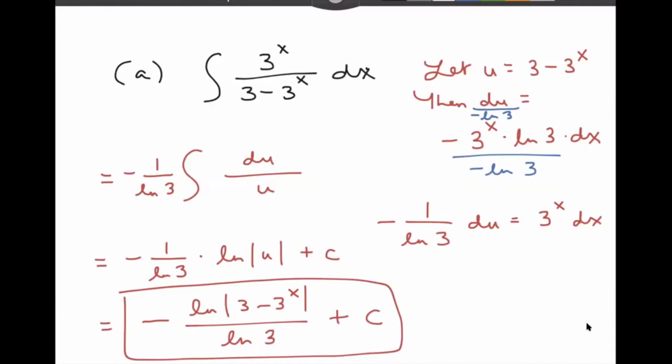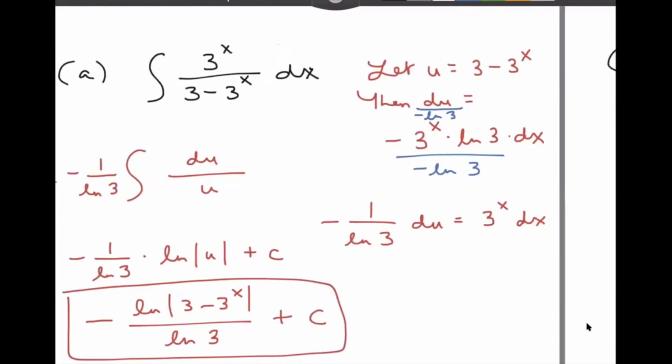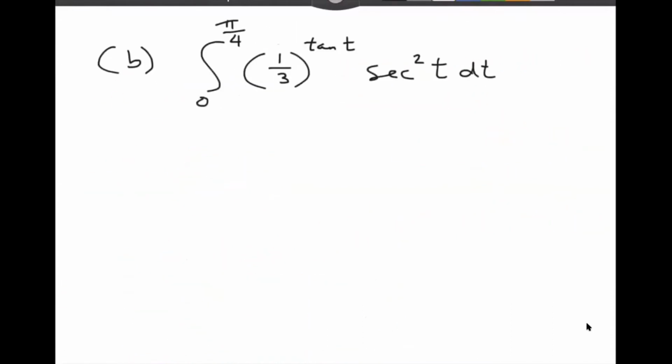And let's see, was there one more integration problem? Yes, there was. All right, the definite integral from 0 to pi over 4 of 1/3 to the power tangent t times secant squared t dt. So this is another substitution. Again, substitution is basically the only integration trick that we know. That's about to change when we get to chapter 8.